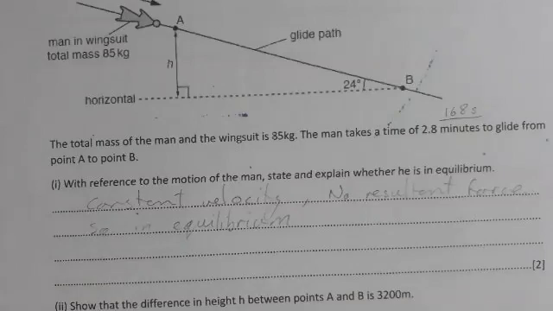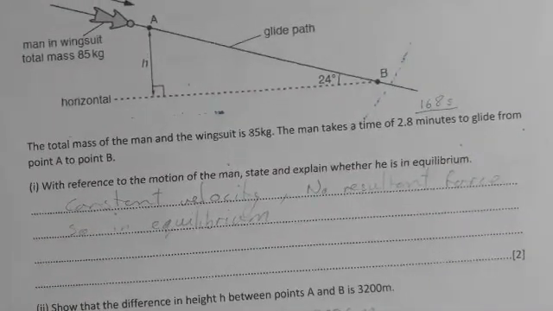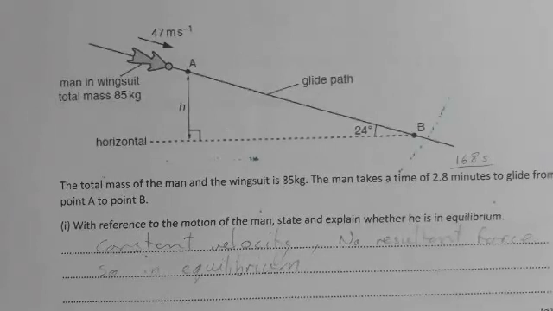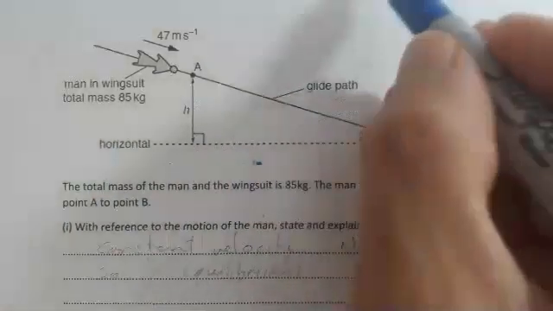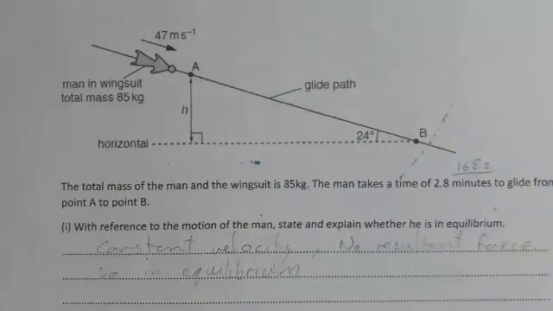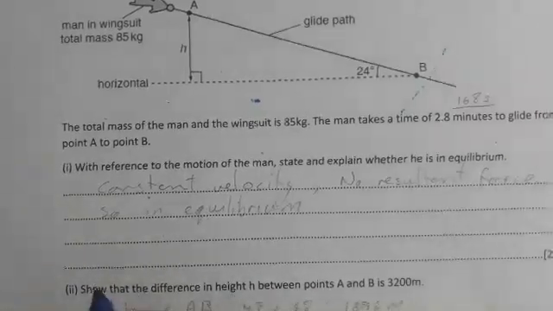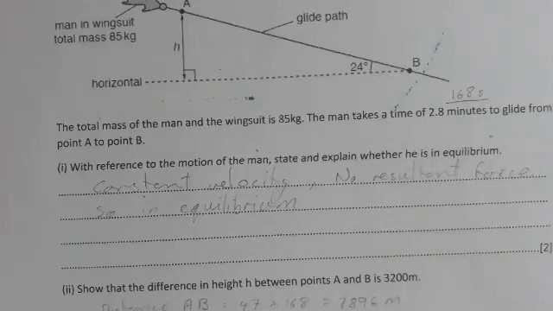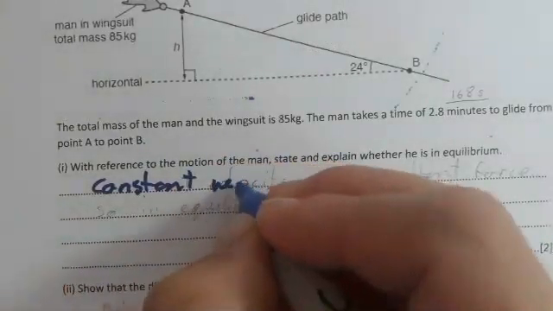Right, let's move over to our paraglider. A man wearing a wingsuit glides at a constant velocity of 47 meters per second at an angle of 24 degrees to the horizontal. The path of the man is shown. Again, it is a constant velocity, so we know the forces around it are balanced, and that is also my answer to the first question. With reference to motion, state and explain whether it's in equilibrium.